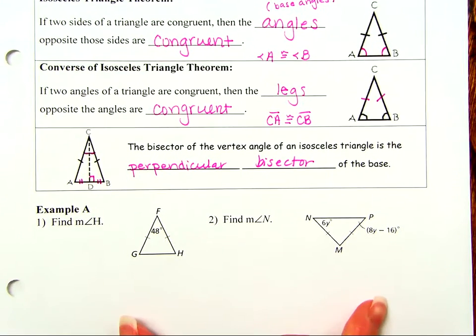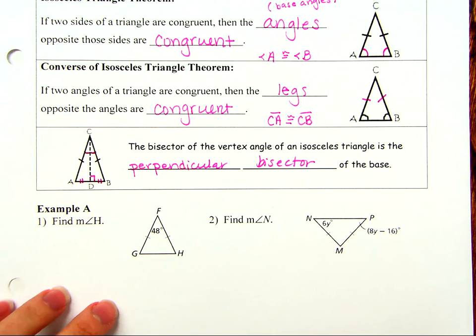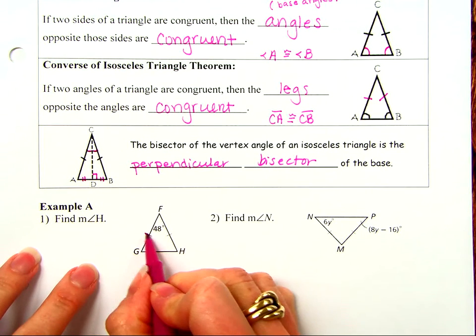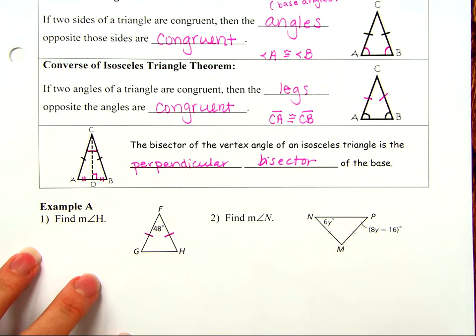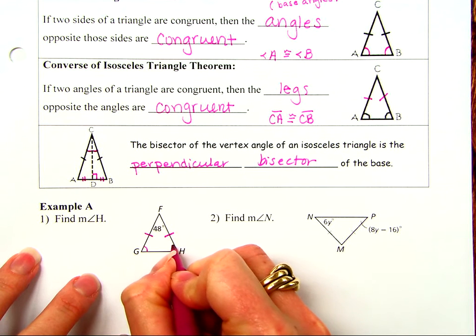They're going to ask us to do a little bit of solving today. In example A, I can see that I do have an isosceles triangle. My two sides are the same. Therefore, I know that my base angles are also going to be congruent. This angle congruent to this angle.